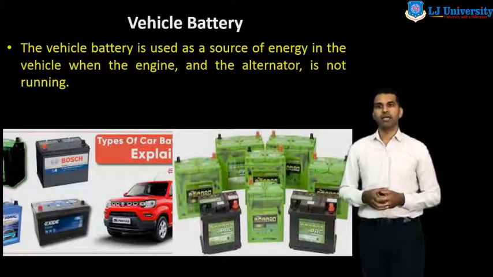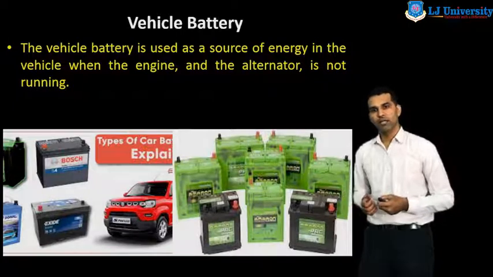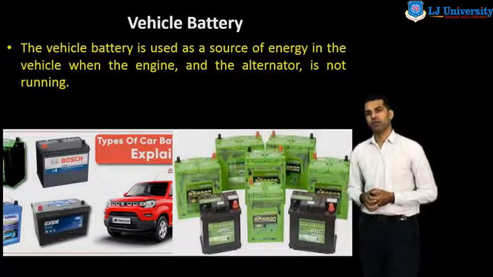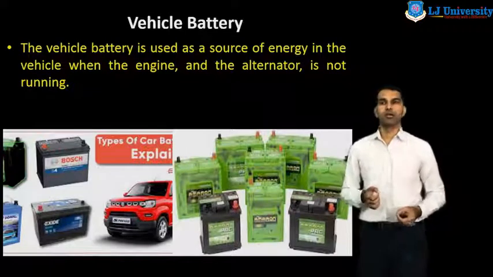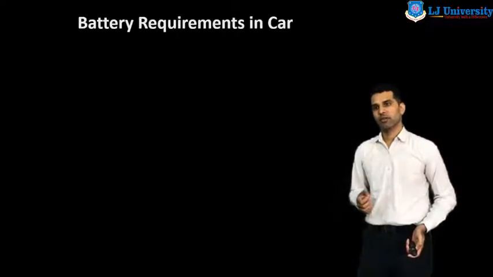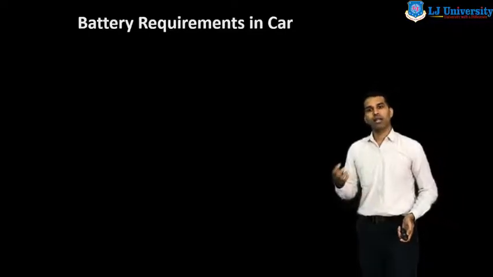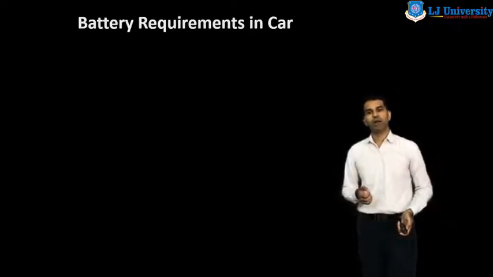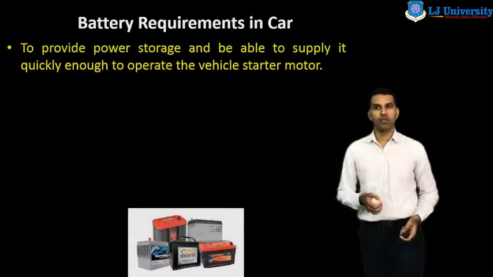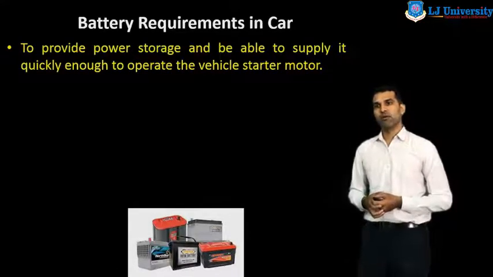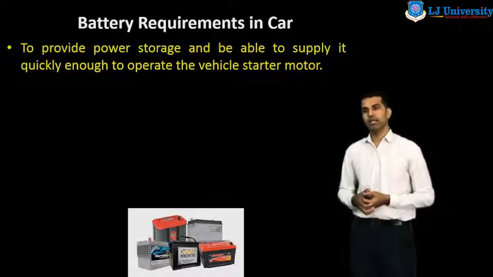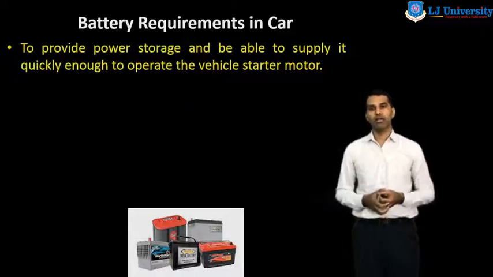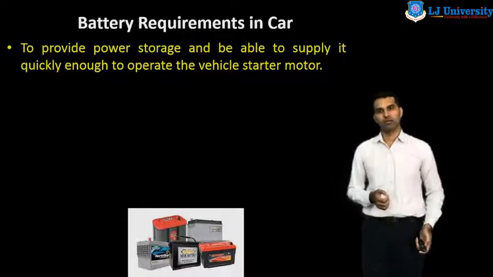The vehicle battery is used as a source of energy in the vehicle when the engine and the alternator are not running. Now, what are the requirements of the battery in the car, or why do we use the battery inside the car? The battery is used to provide power storage and be able to supply it quickly enough to operate the vehicle starter motor.